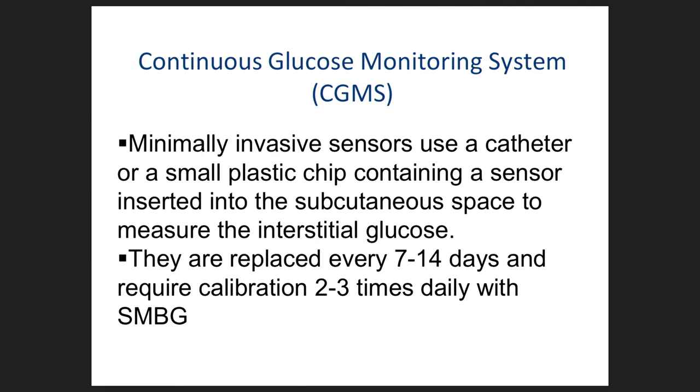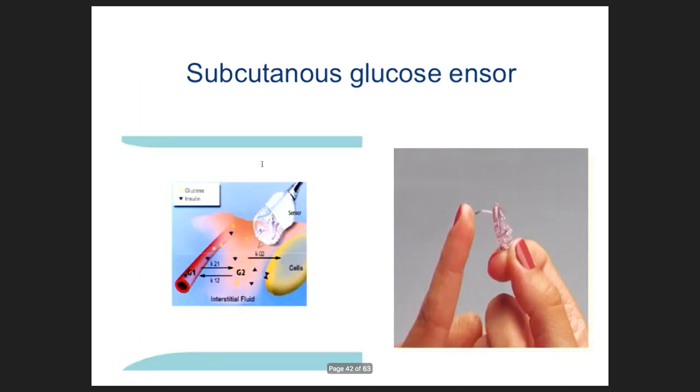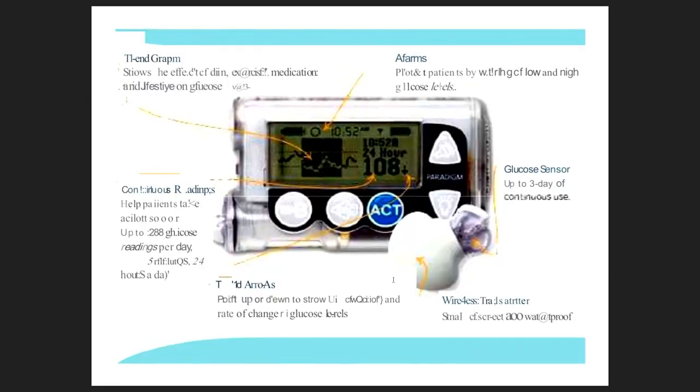Another diabetes technology is called the continuous glucose monitoring system, CGMS. These sensors are inserted under the skin. They measure the interstitial fluid glucose rather than the capillary glucose. The sensor is inserted in the subcutaneous tissue and measures the glucose continuously, and the results are shown on the screen of the machine.